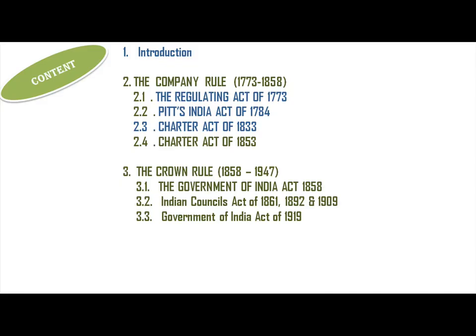Moving on, this was the content which I have given to you. Of this we have completed the first and the second, meaning the introduction part and the second one also. Even 2.4 is completed, I just didn't highlight it. The company rule has been explained in a very detailed manner. Now we are moving on to the third chapter, the Crown's rule, which will start from 1858 to 1942.